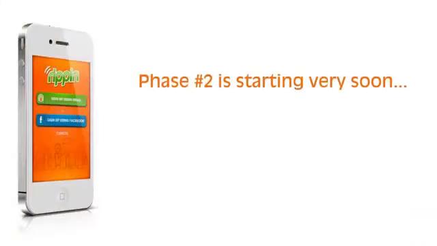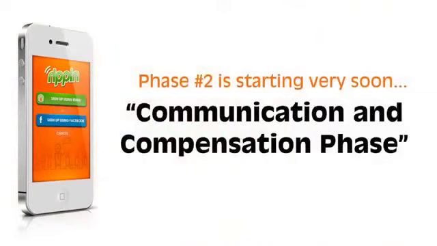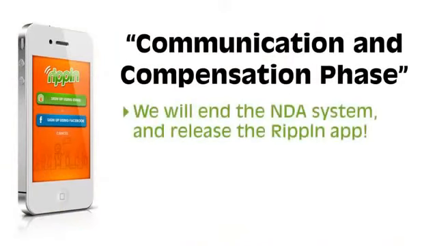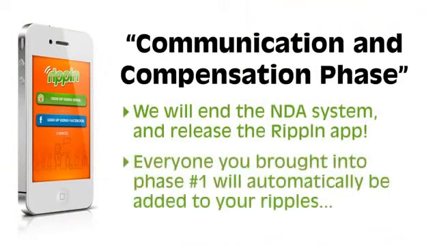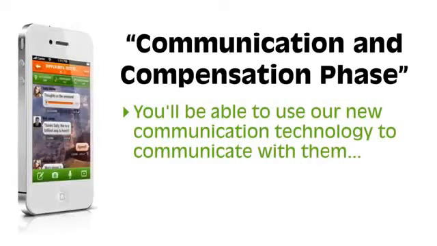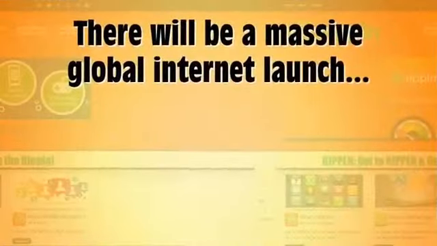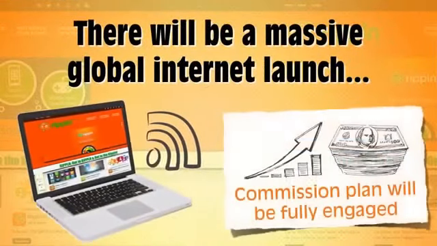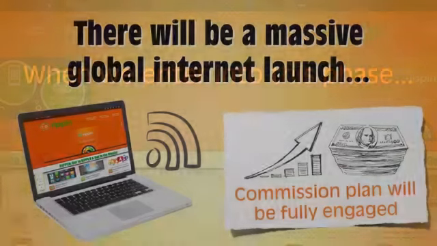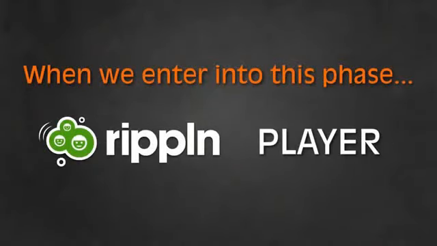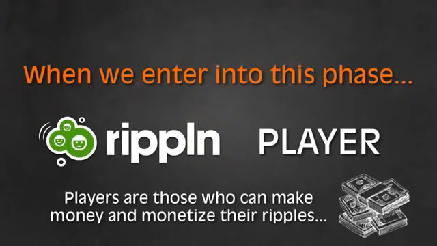Now phase number 2 is starting very soon. We call this the communication and compensation phase. When this phase begins, we will end the NDA system and release the Rippln app. Everyone you brought into phase number 1 will automatically be added to your ripples. You'll be able to use our new communication technology to communicate with them. Plus, you'll be able to start sharing the app and creating your ripple effect around the world. Then there will be a massive global internet launch and the commission plan will be fully engaged. When we enter into this phase, you'll be able to upgrade from a Rippln fan to a Rippln player. Now, players are those who can make money and monetize their ripples.